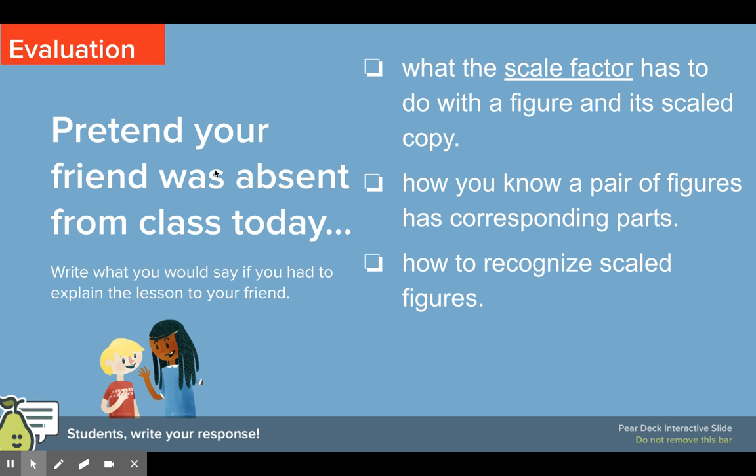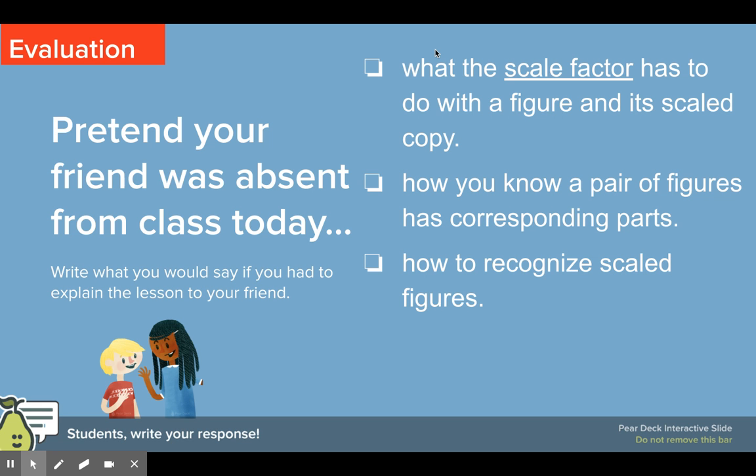So let's take an evaluation in our exit ticket. So pretend that your friend was absent from class today and write what you would say if you had to explain the lesson to a friend. So I want us to do this in our journals, and then at the end of time, we'll share out with one another. So we'll leave this on the screen, but I want you guys to answer the following 3 points. What the scale factor has to do with the figure and its scale copy, how you know a pair of figures has corresponding sides, and then also describe to your friend how to recognize scaled figures.